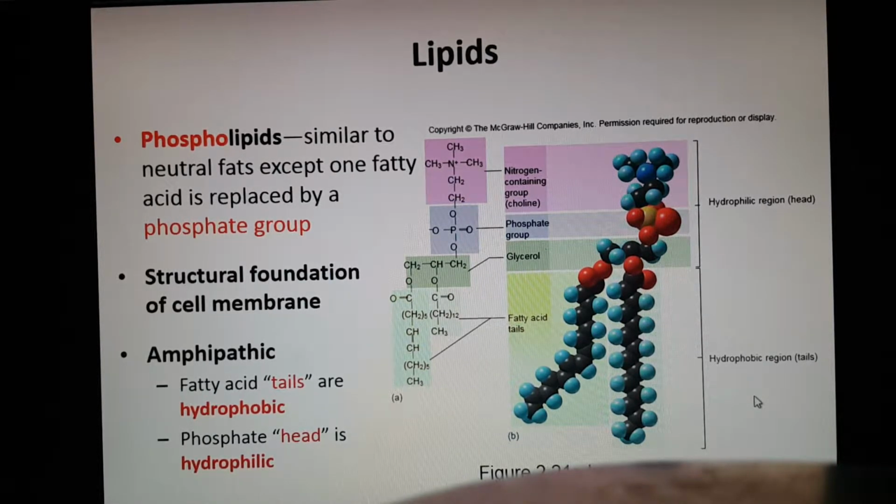And its structure, having the fatty acid tail, which is hydrophobic, and this head region being hydrophilic, actually comes into play in the structure of your cell membrane, where the hydrophobic regions will point to each other, and then your head regions will point either to the outside surface of the cell or the inside surface of the cell.